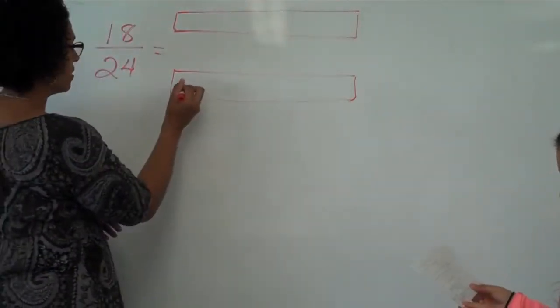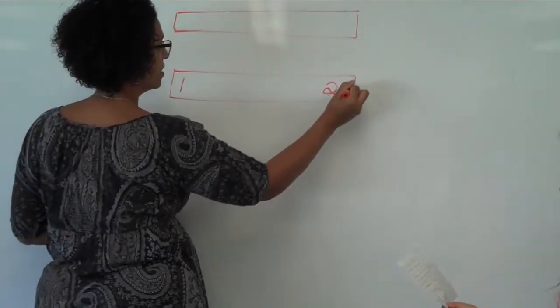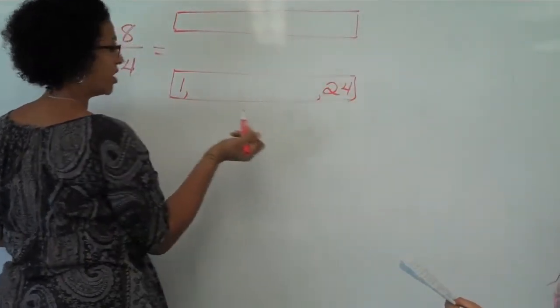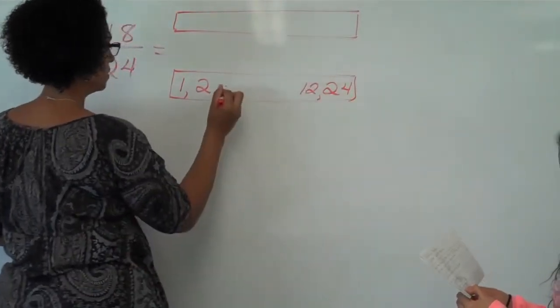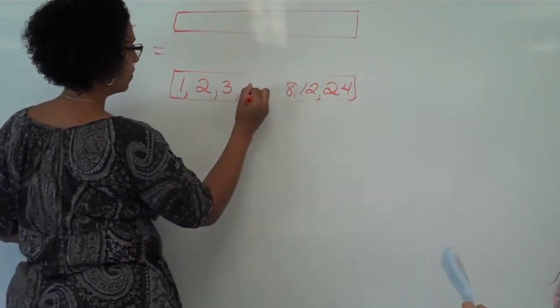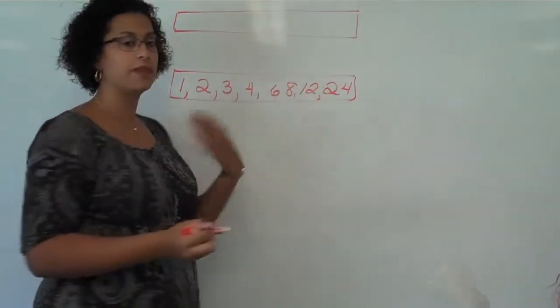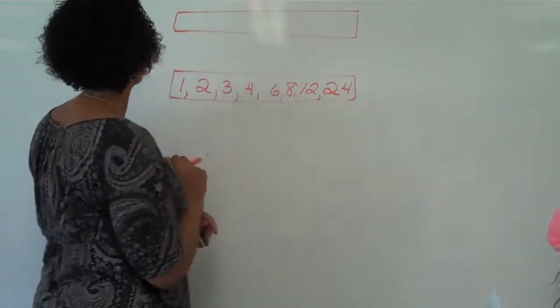So we're always going to start with 1, so I'm going to do 1 and 24. Okay, and then 2. 2 and 12. 3 and 8. 4 and 6. And if I were to keep going, I would end up with 6 and 4. So I know I'm going to stop right there.